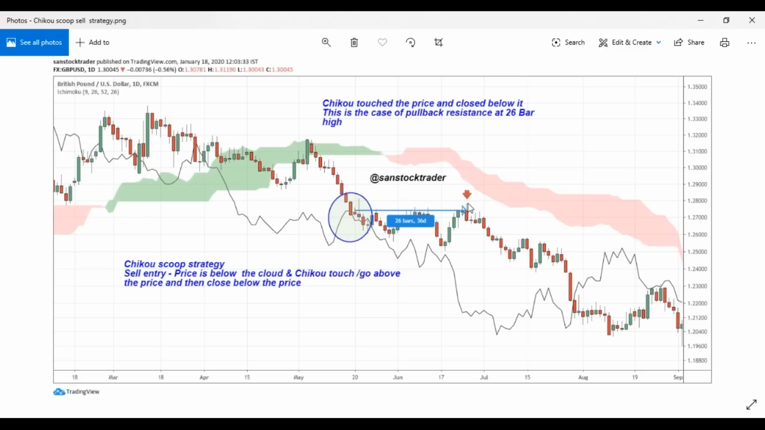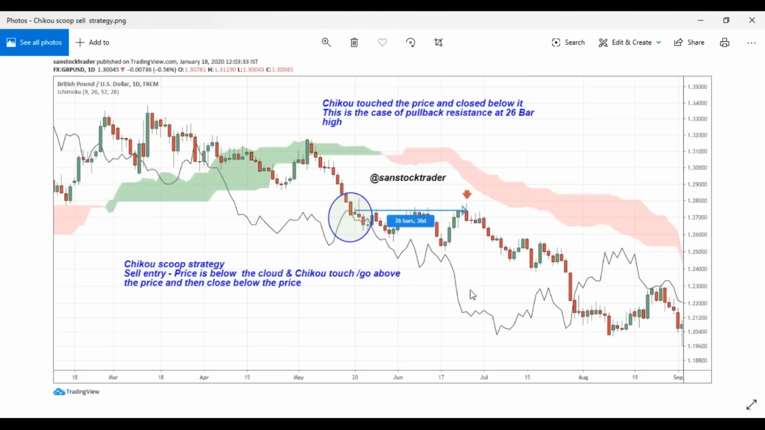The candle reached the 26 period high, but the trend is down, so we will use this high to short. I'm just waiting for Chikou to touch and close below the candle. Here it happened exactly, and it will happen here. So below this candle low was a short entry, and see how nicely it worked out.